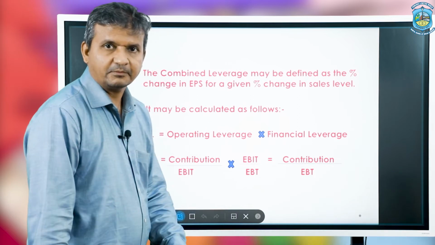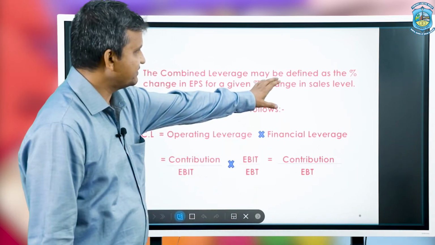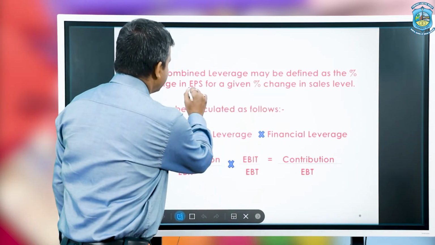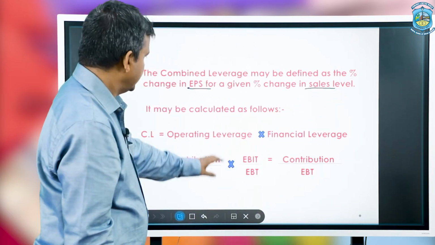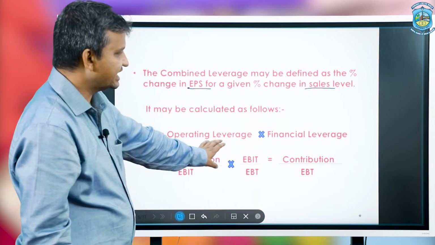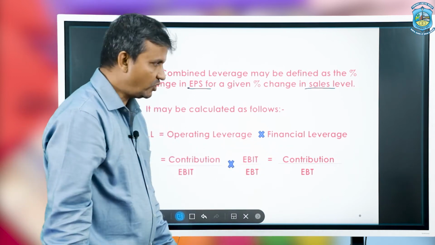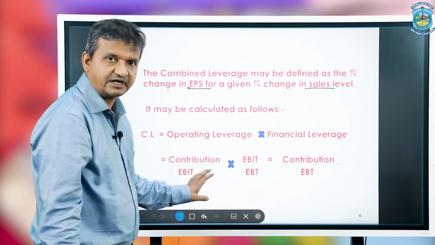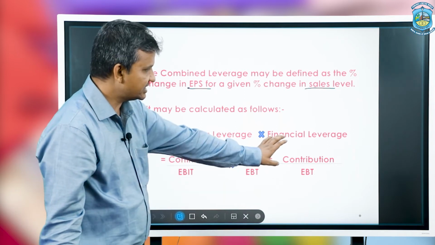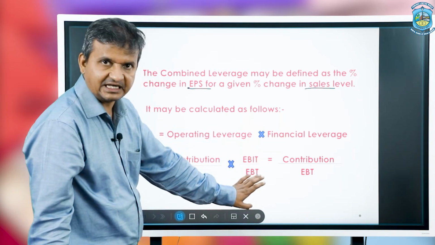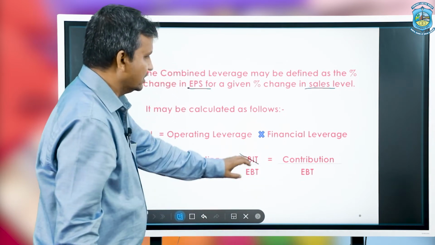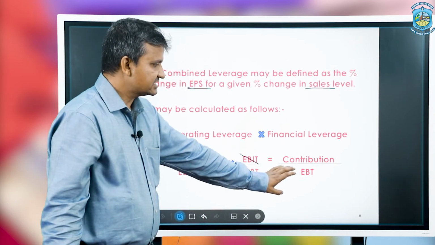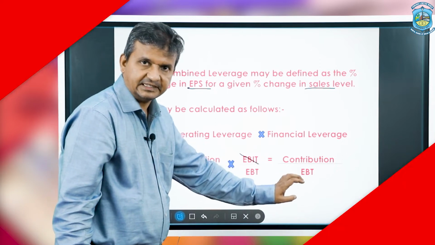Now, how do we define combined leverage? Combined leverage is defined as the percentage change in EPS for a percentage change in sales level. It can also be calculated as operating leverage multiplied by financial leverage. Operating leverage is contribution divided by EBIT and financial leverage is EBIT divided by EBT. EBIT gets cancelled, so combined leverage can also be defined as contribution divided by EBT.